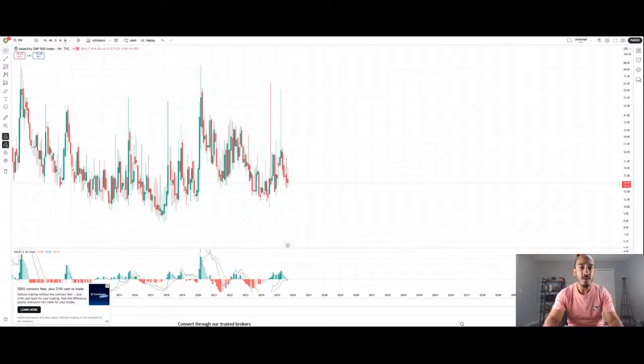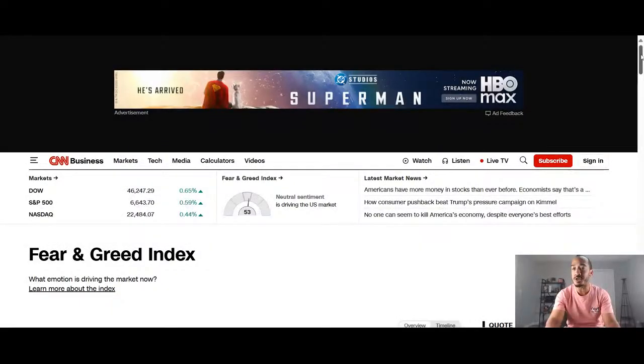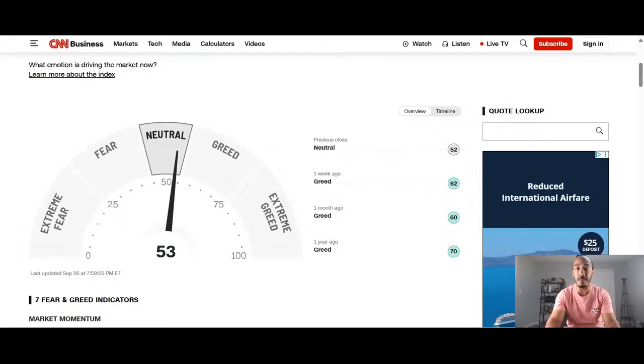Let me also pull up the fear and greed index real quick, because I also use the fear and greed index as a gauge to see which direction I think the market is going to go, right? So this gave us an idea of which direction we think the stock market is going to go. The fear and greed index tool is really just showing you how people are feeling about the market.